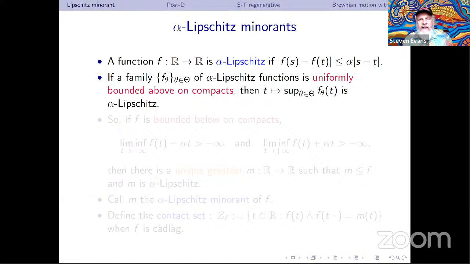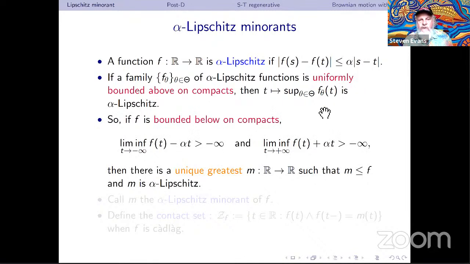A sort of basic real analysis fact about a family of alpha Lipschitz functions is that if we have such a family that's uniformly bounded above on compacts, and we take the pointwise supremum of that family, then the resulting pointwise supremum will be a function that is itself going to be alpha Lipschitz. This is the sort of thing that we teach in an introductory real analysis class.